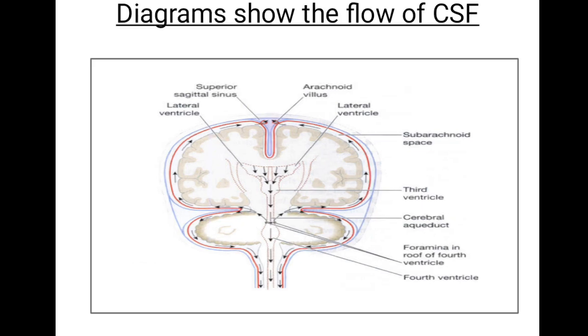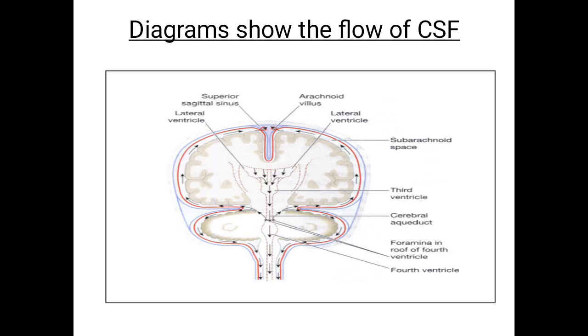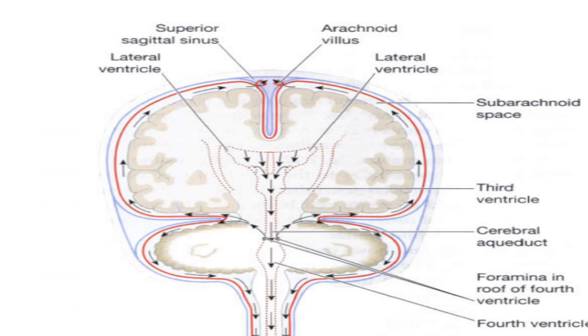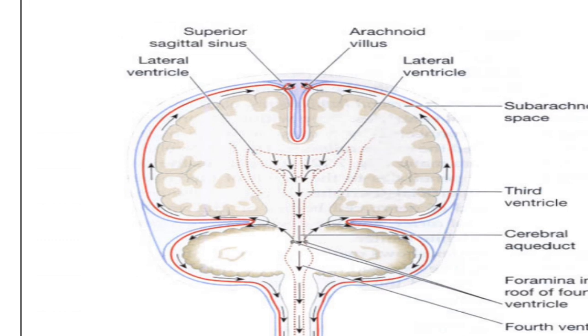Okay, so now let's look into this one. Let's say cerebral spinal fluid has been formed just in the lateral ventricles, right in here. So cerebral spinal fluid has been formed. After it is formed, it will be emptied into the third ventricle. From the third ventricle, it will be drained down.